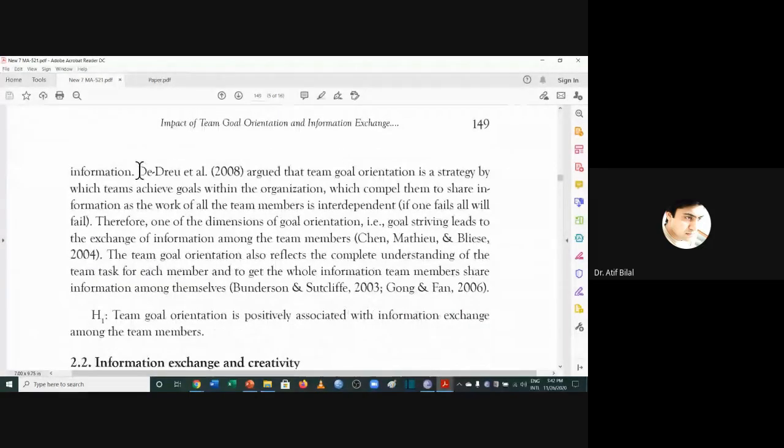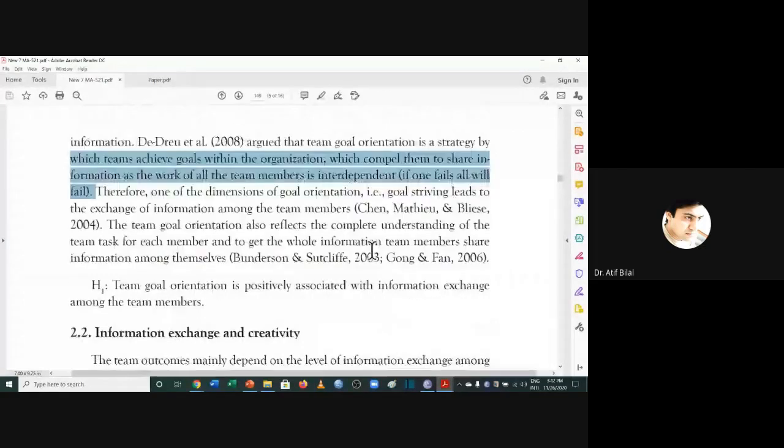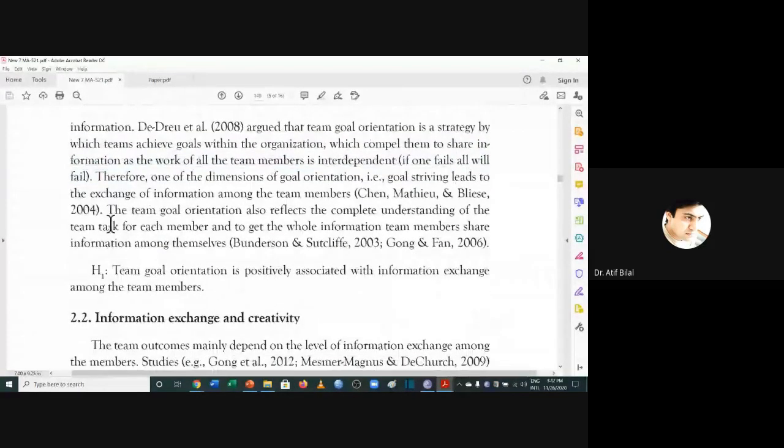We are just giving the references that this study has also argued that team goal orientation is a strategy by which teams achieve goals within the organization, which compels them to share information. So after giving some references from here to here, at the end we are saying that based on the literature that we have just discussed, this is the hypothesis that we have generated. And this hypothesis is saying that team goal orientation is positively associated with information exchange.